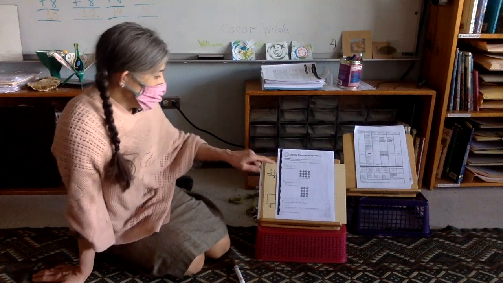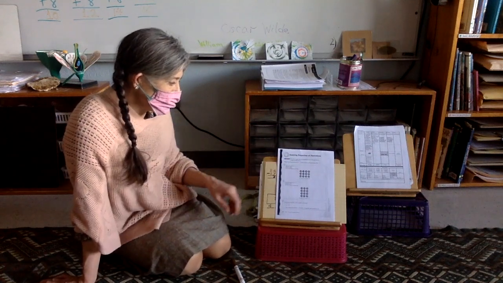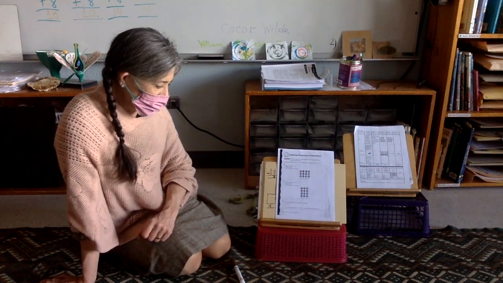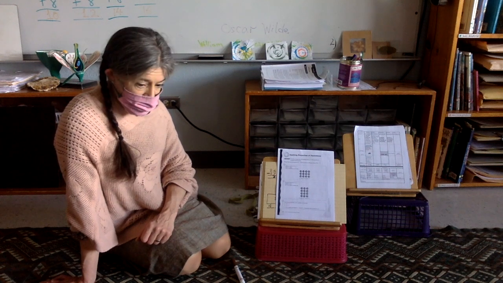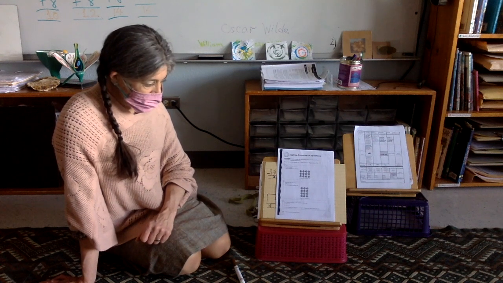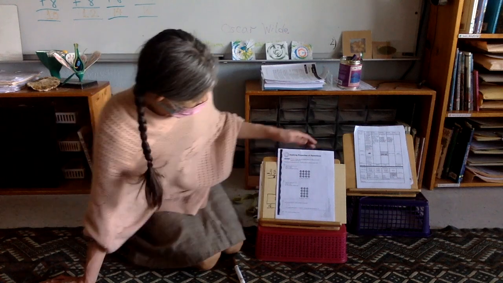Okay. So, show that the product of 3 times 4 is the same as 4 times 3. Boom, boom, done. All set for that front page? Very easy. Okay. Next.